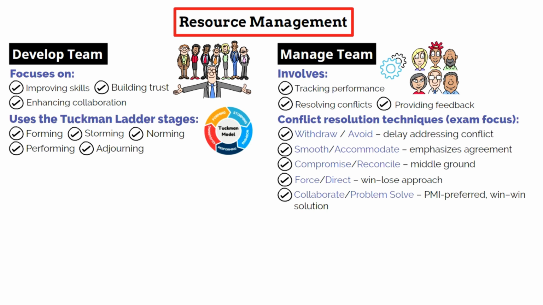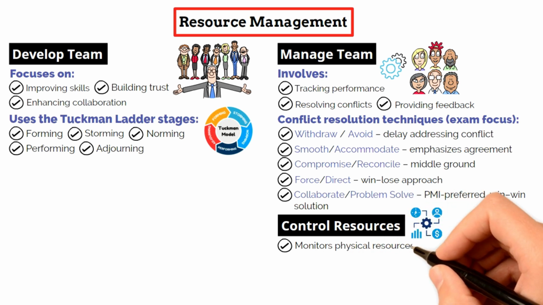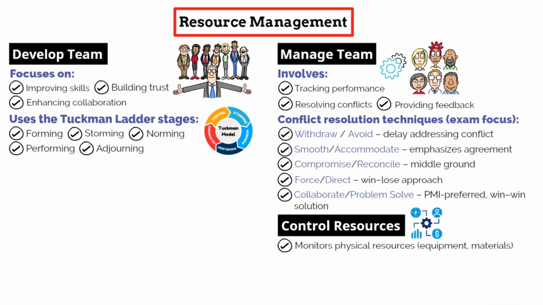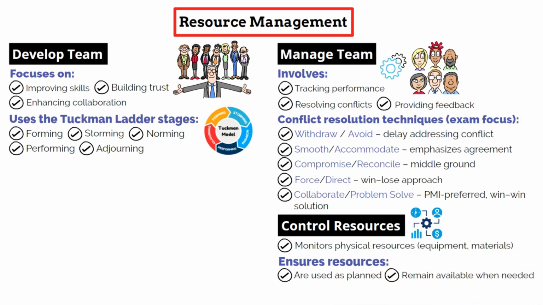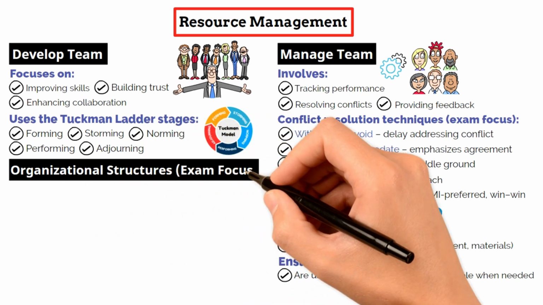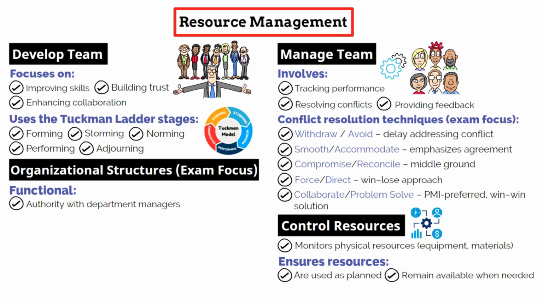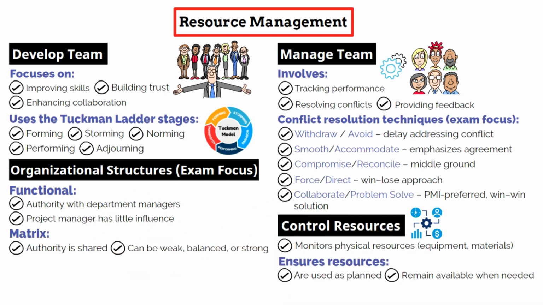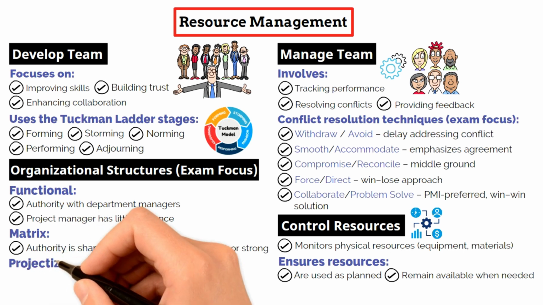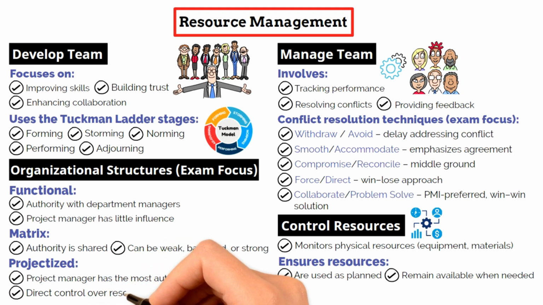In addition to managing people, you must also control resources, which is about monitoring physical resources such as equipment and materials to ensure they are used as planned and remain available when needed. Understanding organizational structures is also important for the exam. In a functional structure, authority rests with department managers, and the project manager has little influence. In a matrix structure, authority is shared and can be weak, balanced, or strong depending on the organization. In a projectized structure, the project manager has the highest authority and direct control over resources.